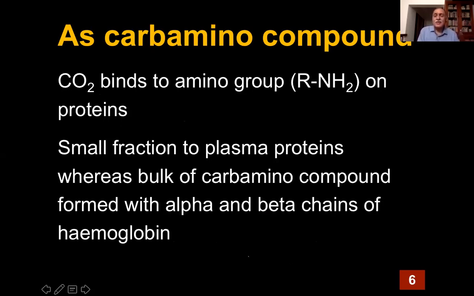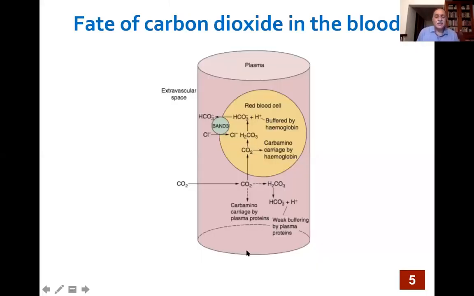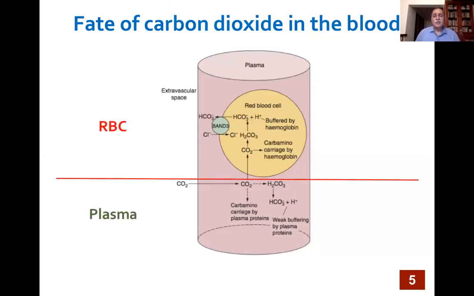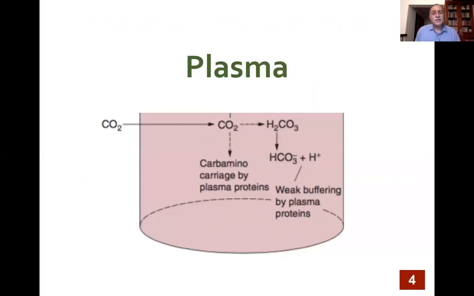So about 12% of carbon dioxide is carried in combination through the amino group to the plasma proteins and the hemoglobin, through the alpha and beta chains of the hemoglobin. Now, this is what exactly happens, the fate of carbon dioxide in the blood. Looks like a very complicated diagram, so we shall now break it up into two parts. One, we shall see what happens in the plasma, and later we shall see what happens in the RBCs itself.